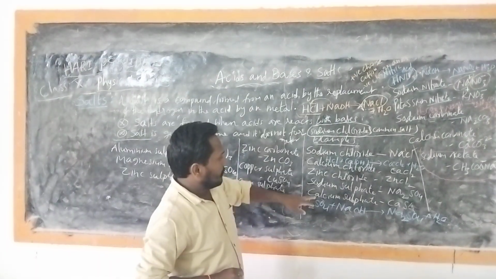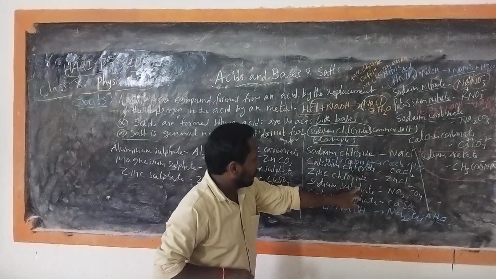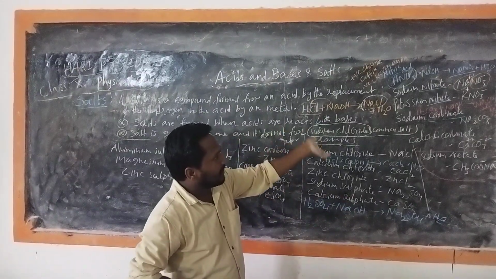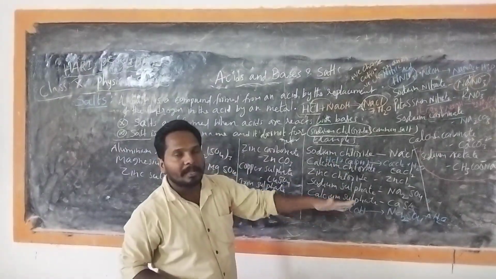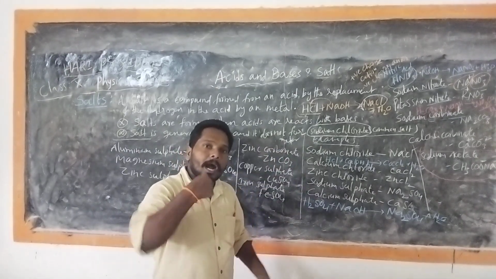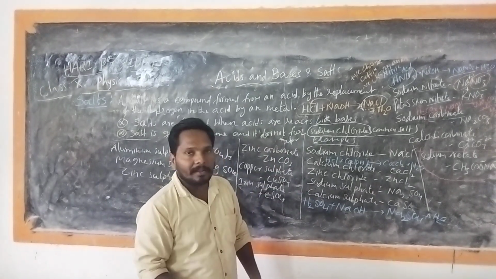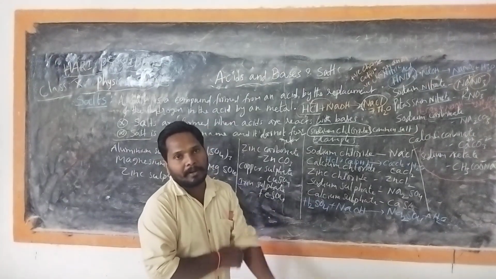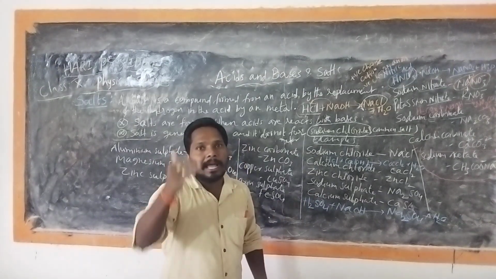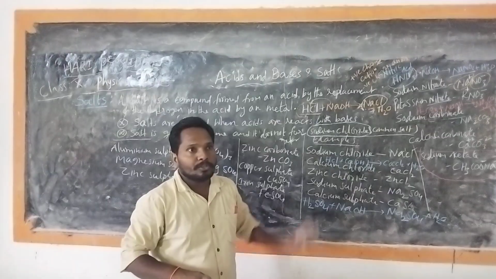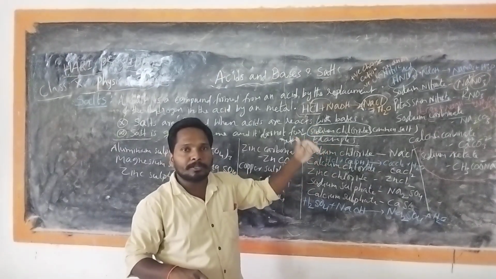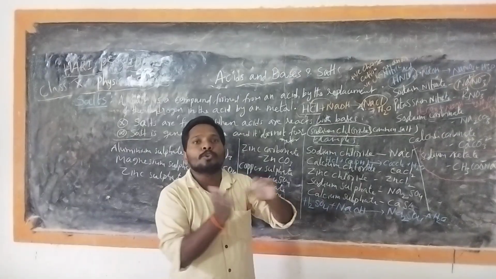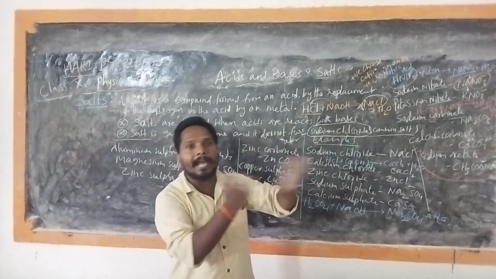Similarly, sodium sulfate, calcium sulfate, potassium sulfate, ammonium sulfate, aluminium sulfate, copper sulfate, iron sulfate. These are the sulfate family, so these are based on the anion. Sodium chloride, sodium phosphate, sodium acetate, sodium carbonate, sodium bicarbonate. These are sodium salts, based on the cation.